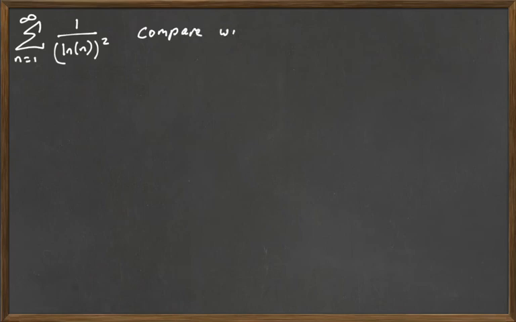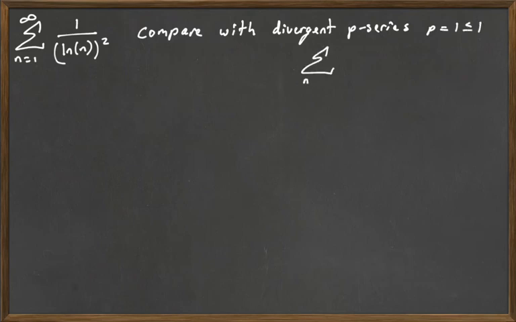So let's go ahead and take a look. We're going to look at the sum from n equals 1 to infinity of 1 over the natural log of n, quantity squared. We're doing a comparison test, and we can compare it to p-series and geometric series. That's pretty much what we compare it with. I'm going to attempt to compare it with the divergent p-series, the harmonic series. Here p equals 1, which is our criterion for divergence in the p-series. So we have the sum from n equals 1 to infinity of 1 over n.